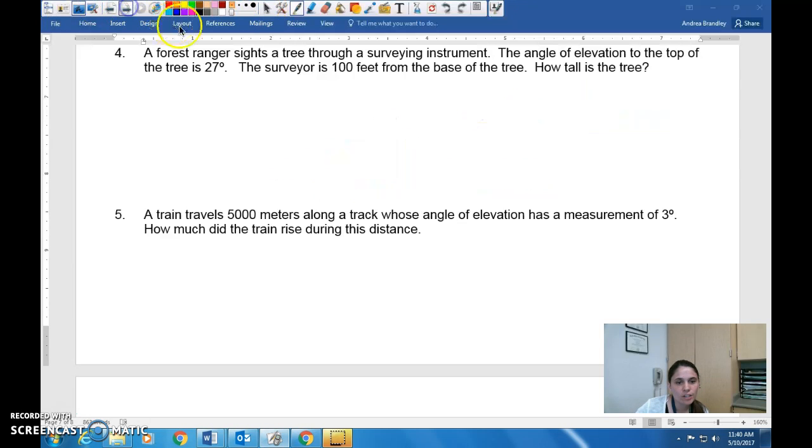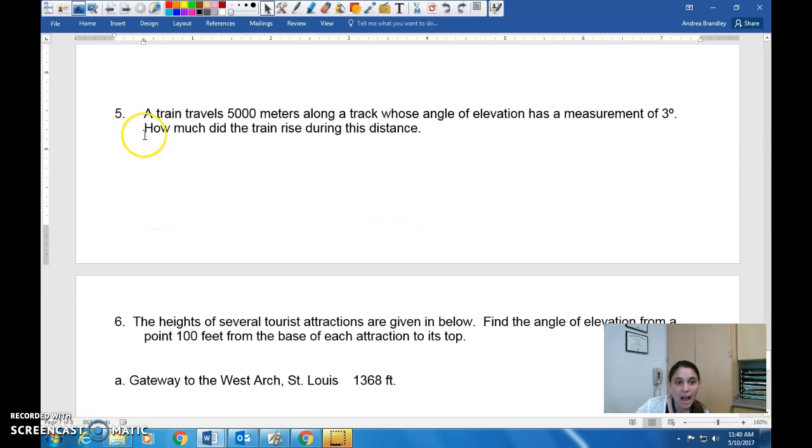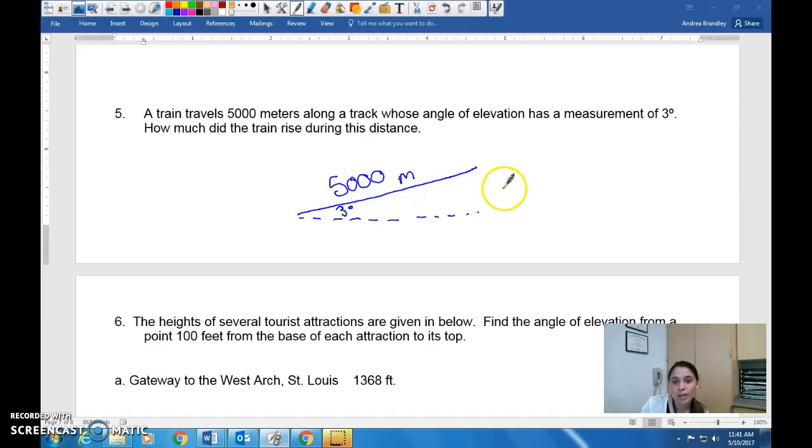Next one, a train travels 5,000 meters along a track whose angle of elevation has a measurement of 3 degrees. How much did the train rise during this distance? So basically this train is going along a track that is slowly rising, and it travels 5,000 meters. And the angle of elevation between that track and the ground right here is 3 degrees. How much did the train rise, or how high did the train get? So I'm looking for this height right here.